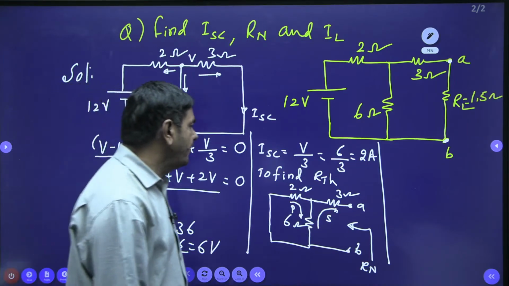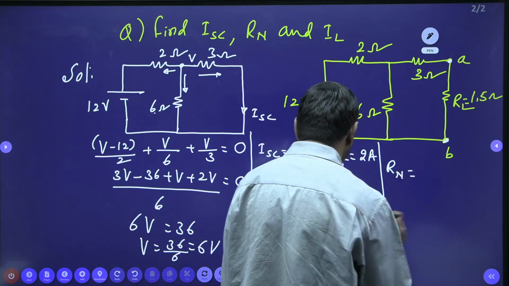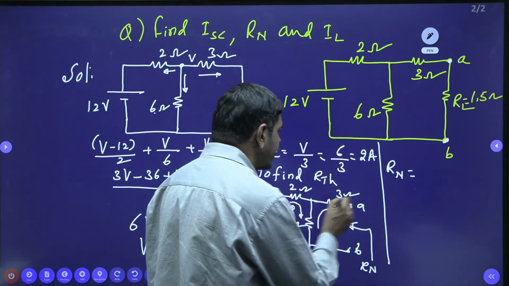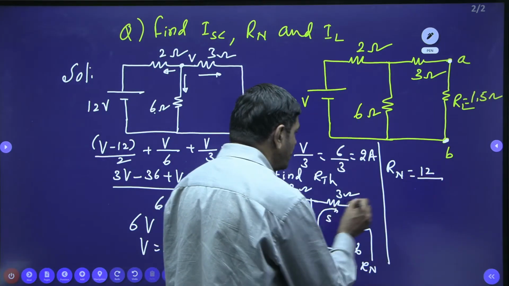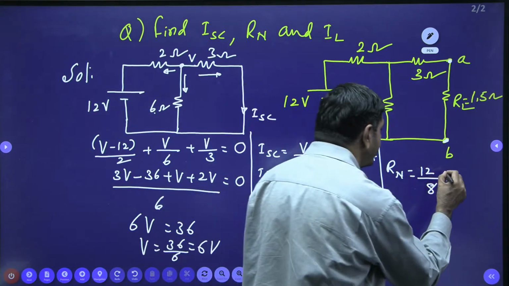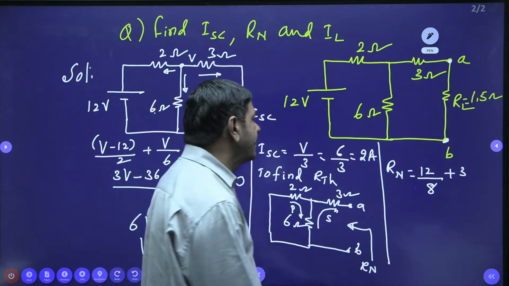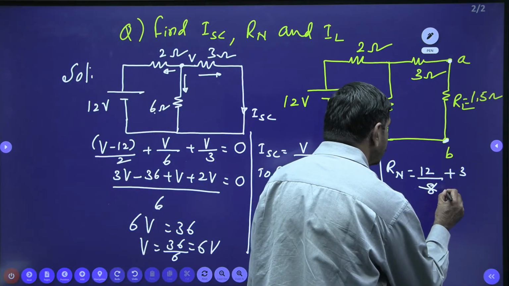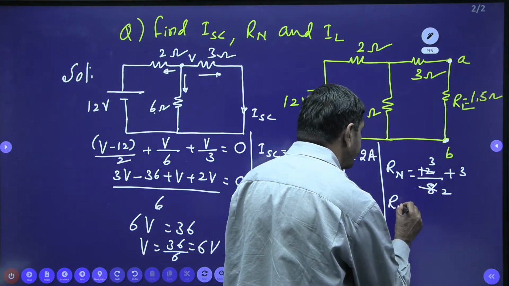How can we simplify? Rn is nothing but these two in parallel: 2 into 6, 12 divided by 6 plus 2, which is 8. These two are in parallel, and in series a 3 ohm plus 3. I can cancel the 2s and the 3s. Finally, what am I getting for Rn?